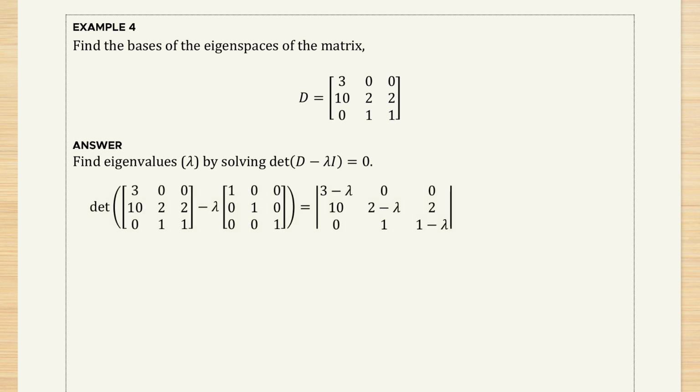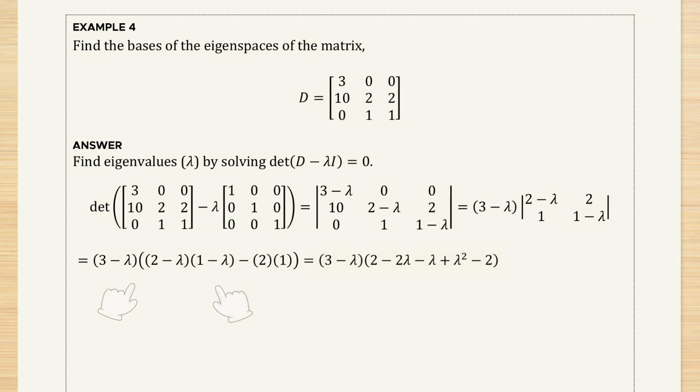D minus lambda I gives a 3 by 3 determinant. Row 1 has the most zeros. Let's do cofactor expansion along row 1. 3 minus lambda, then cross off the row and column and get the determinant of that. This 2 by 2 determinant, AD minus BC, is 2 minus lambda times 1 minus lambda, then minus 2 times 1.